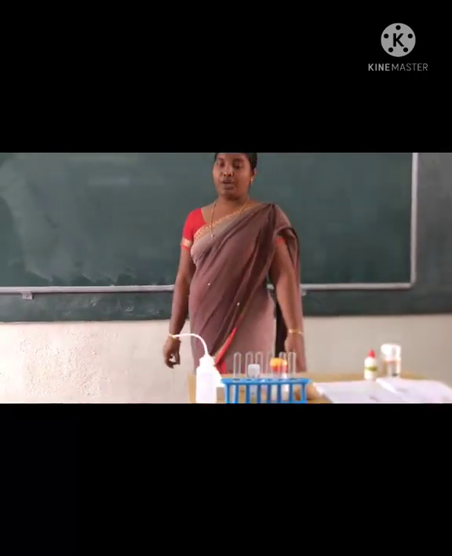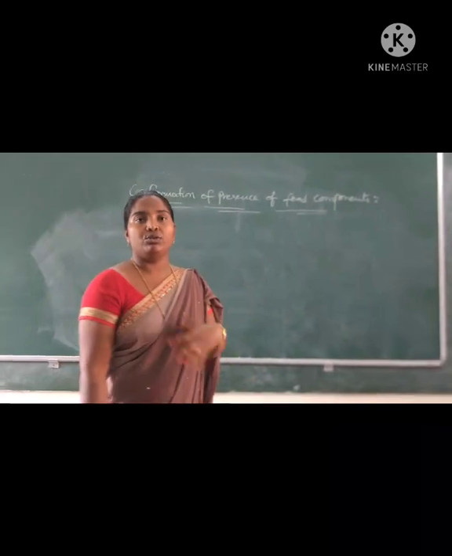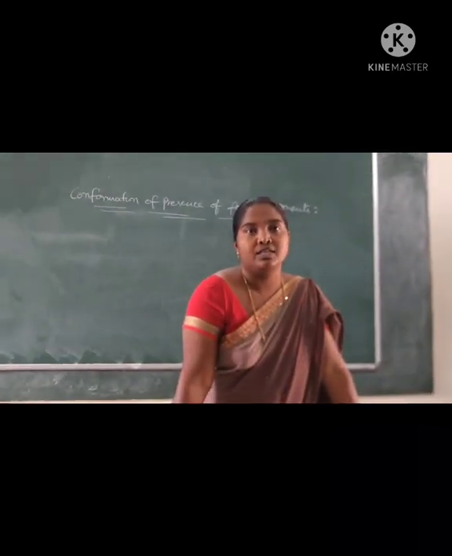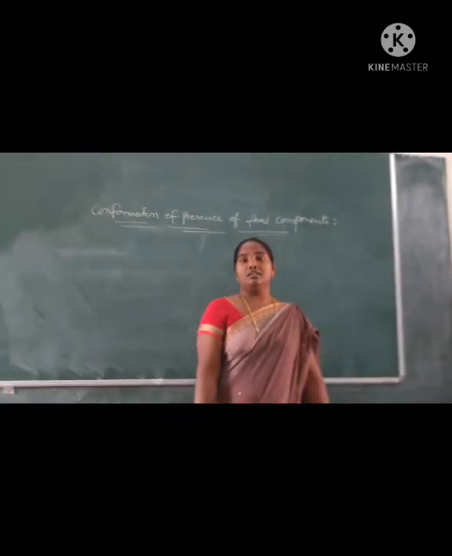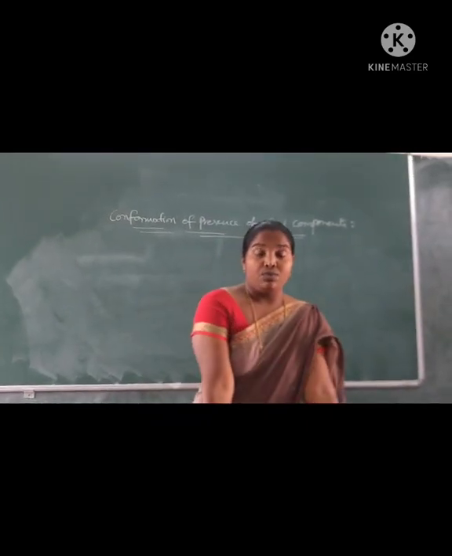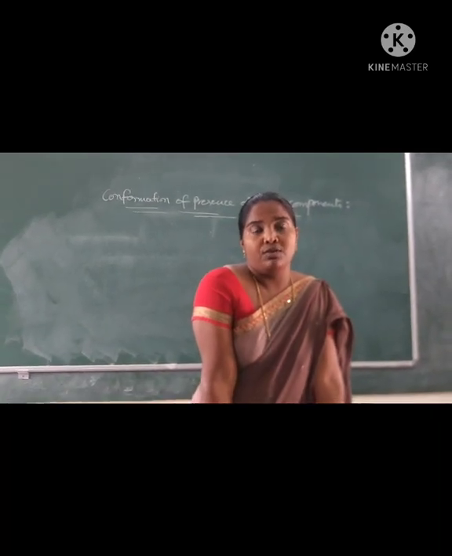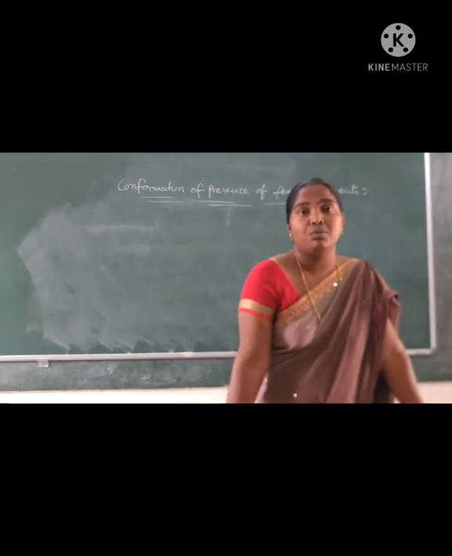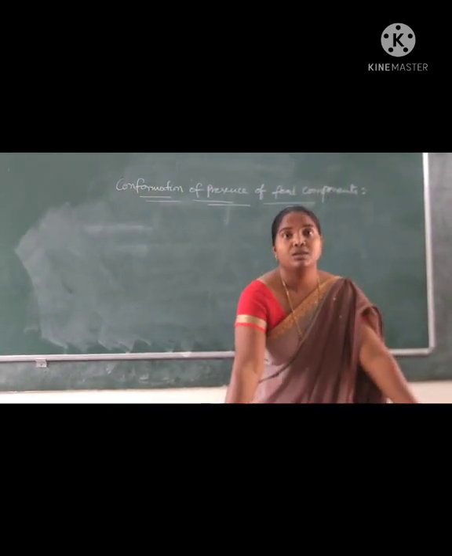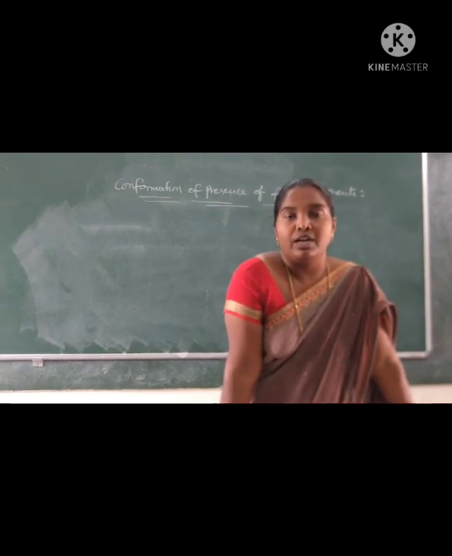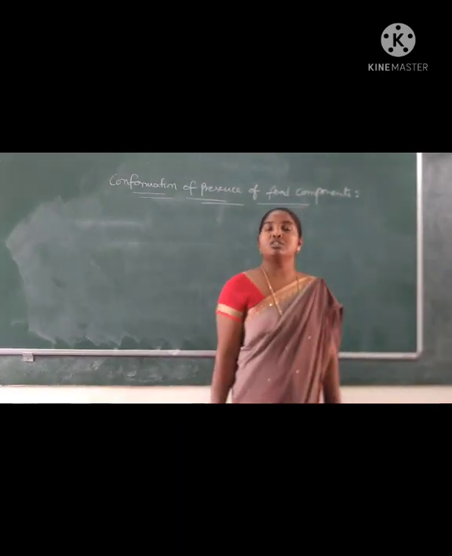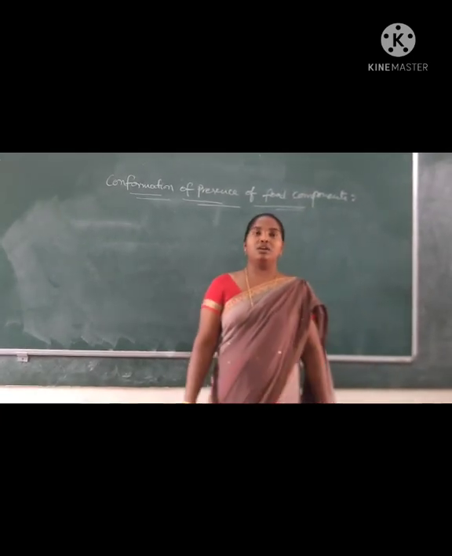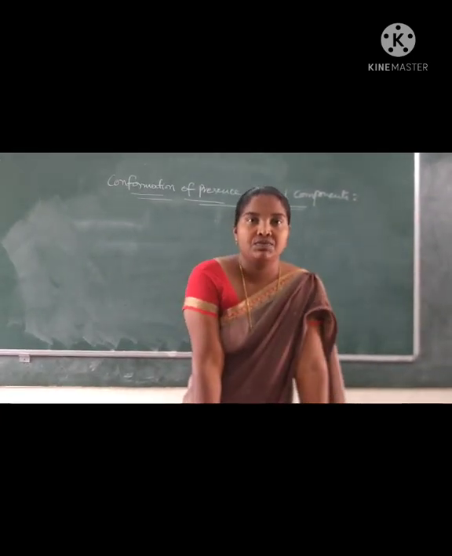To confirm food components, we need some chemicals to test with. What type of chemicals do we need? First, you have to test for starch. You already know the food components: carbohydrates, fats, proteins, minerals, vitamins, and also water and fibers. Today, we will discuss the test for starch.